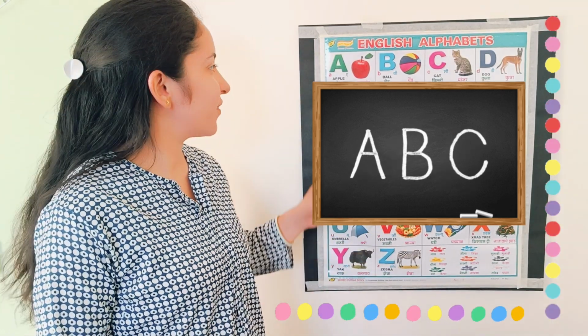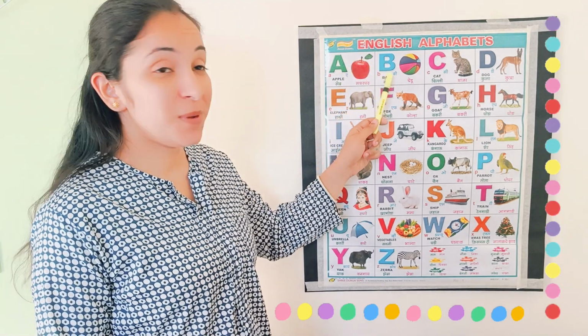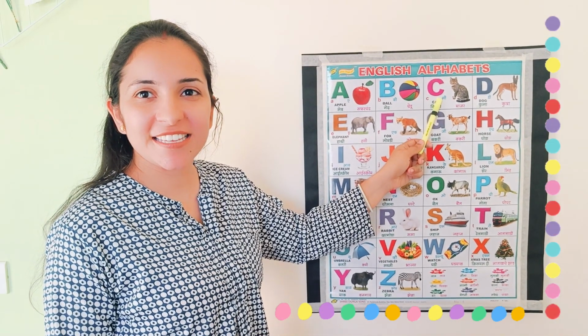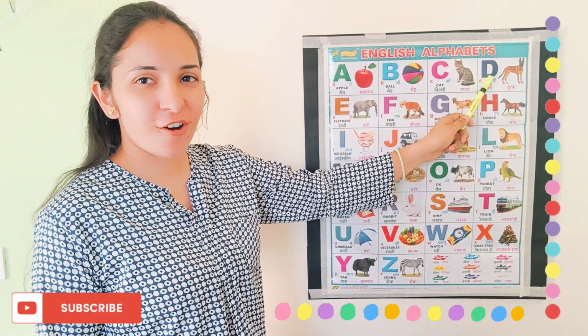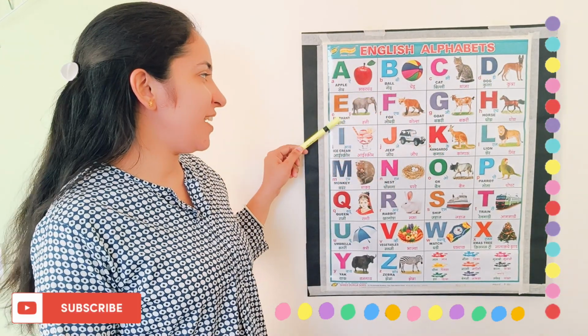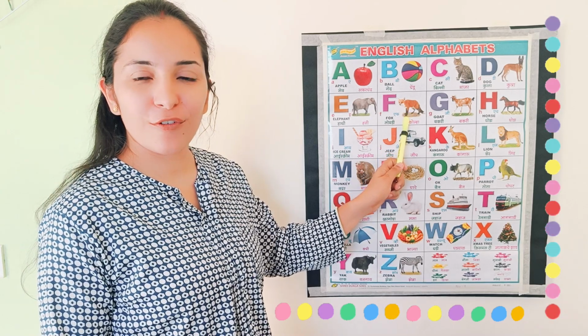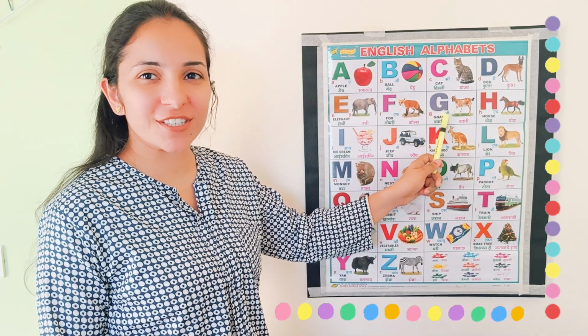Let's start. A, A for apple. B, B for ball. C, C for cat. D, D for dog. E, E for elephant. F, F for fox. G, G for goat.